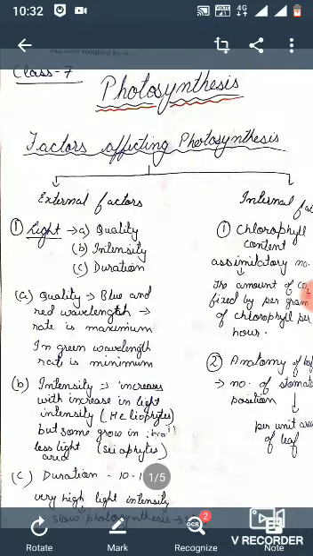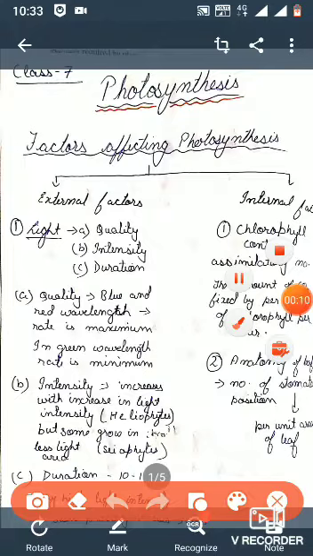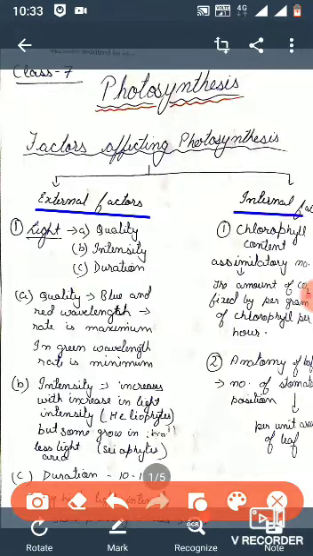Good morning children. In this video we will study the factors affecting the rate of photosynthesis. There are basically two factors which affect the rate of photosynthesis. First are the external factors and second are the internal factors.